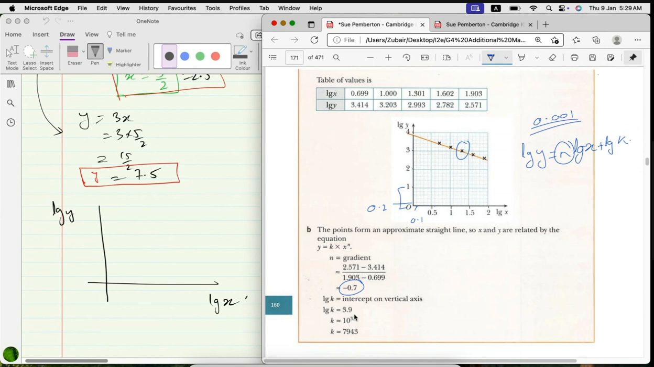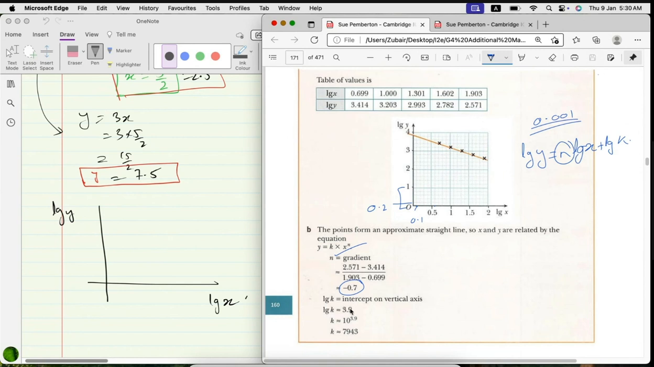But how would we get lg k afterwards? There are two more things. You practically don't need to pick up any value from this line. You can also choose any two values from the table because these are the exact values which are plotted. For example, 0.699 and 3.414 would be one coordinate. Any two values: this is x1, y1, this is x2, y2. You will get the gradient, which is the value of n.